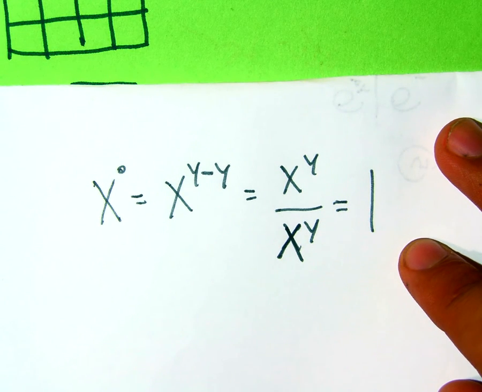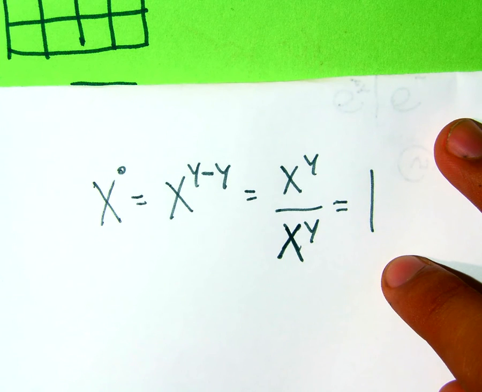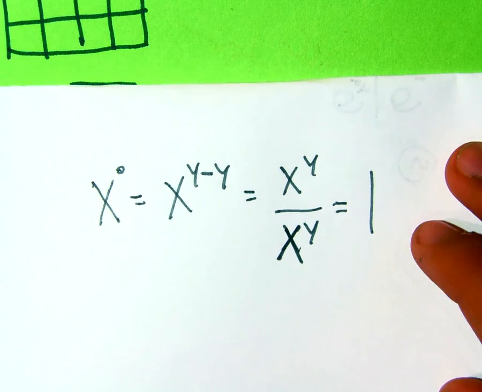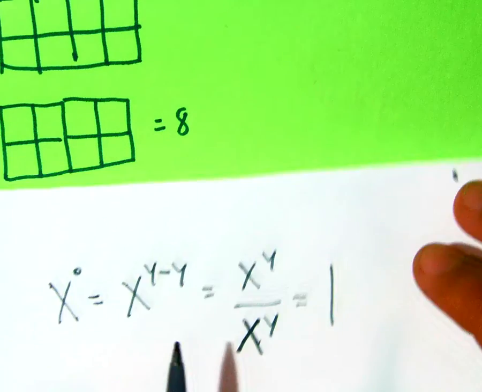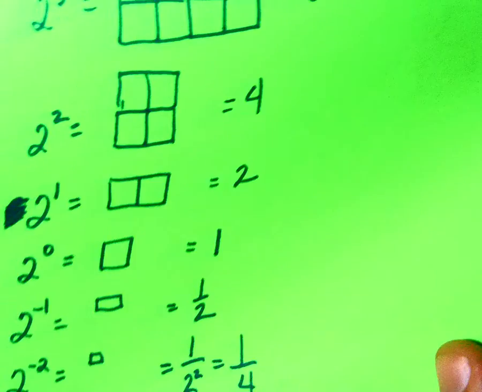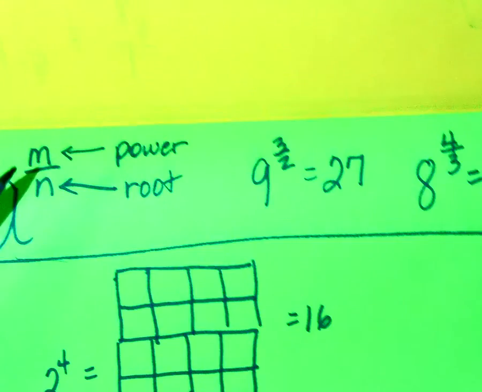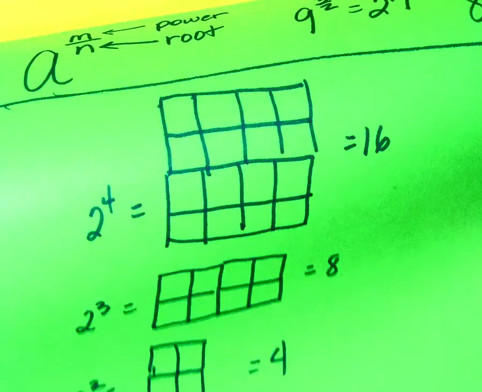X to the 0? Yes. I mean, any... Yeah, you're right. Anything to the 0 is 1. Anything to the 0 is 1. Okay? Alright, so that's what I want you guys to know. So you want to write down this part here, and then also any number to the 0 is 1.